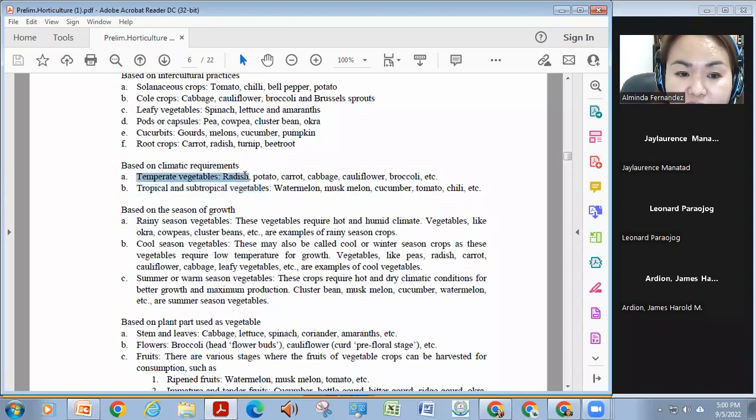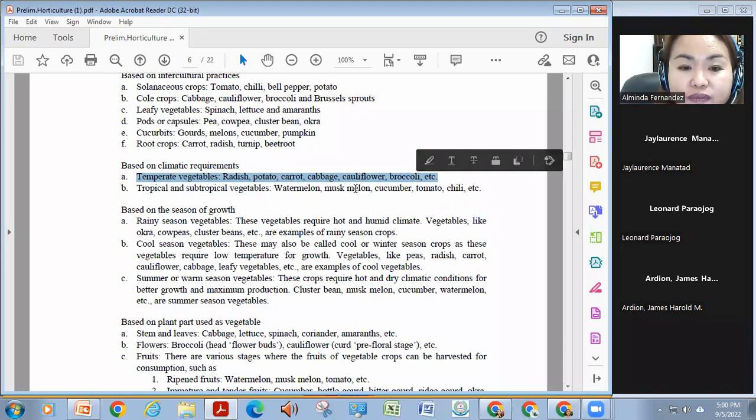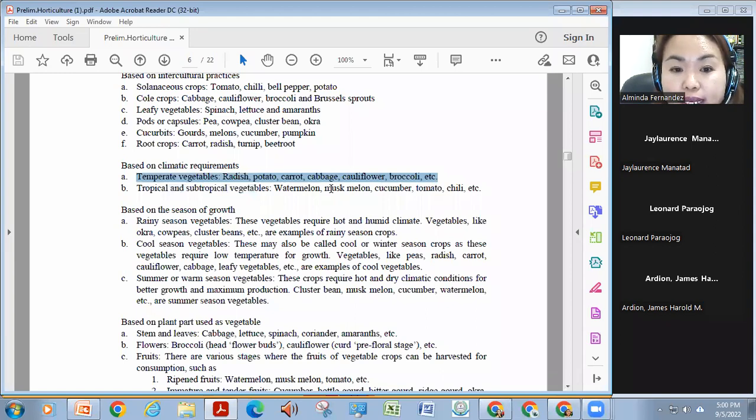So, for temperate vegetables like radish, potato, carrot, cabbage, and cauliflower, so on, we can plant them sa highlands, no? We have, in Luzon, we have Baguio. Here in Mindanao, we have Kapatagan, Digos, and Maragusan. And for tropical naman, kahit saan, no, sa lowland, watermelon, muskmelon, cucumber, and so on.